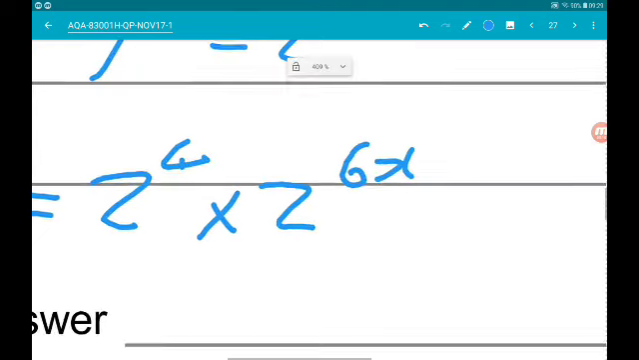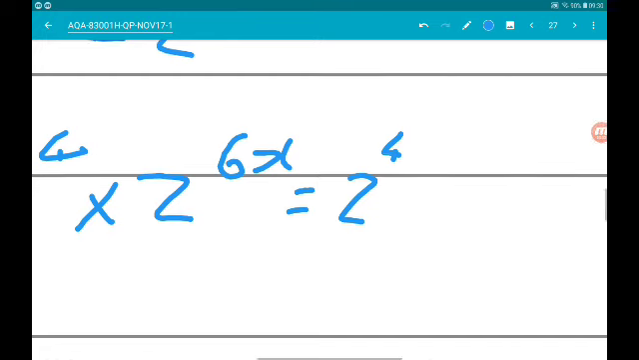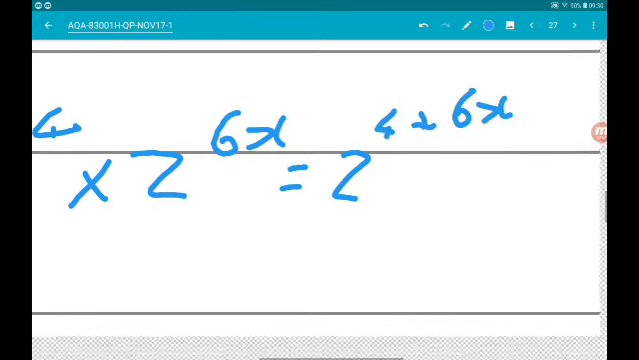Now we have two numbers that we're multiplying together where the base is the same. So now we add the indices together. So this is 2 to the power 4 add 6x. And that is our final answer.